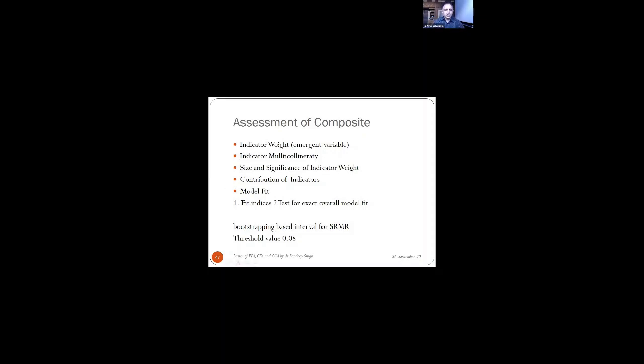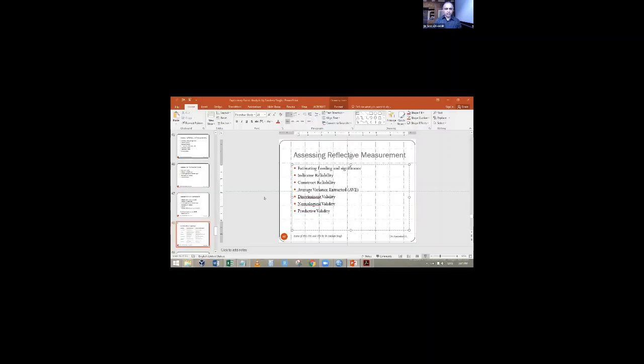So here we refer to indicator weight, multicollinearity, size, all are the same. The only one thing in addition is we have the model fit also. The model fit, which was missing in the Smart PLS, is available here. And the rest of the examples are given by this. There was one more question.